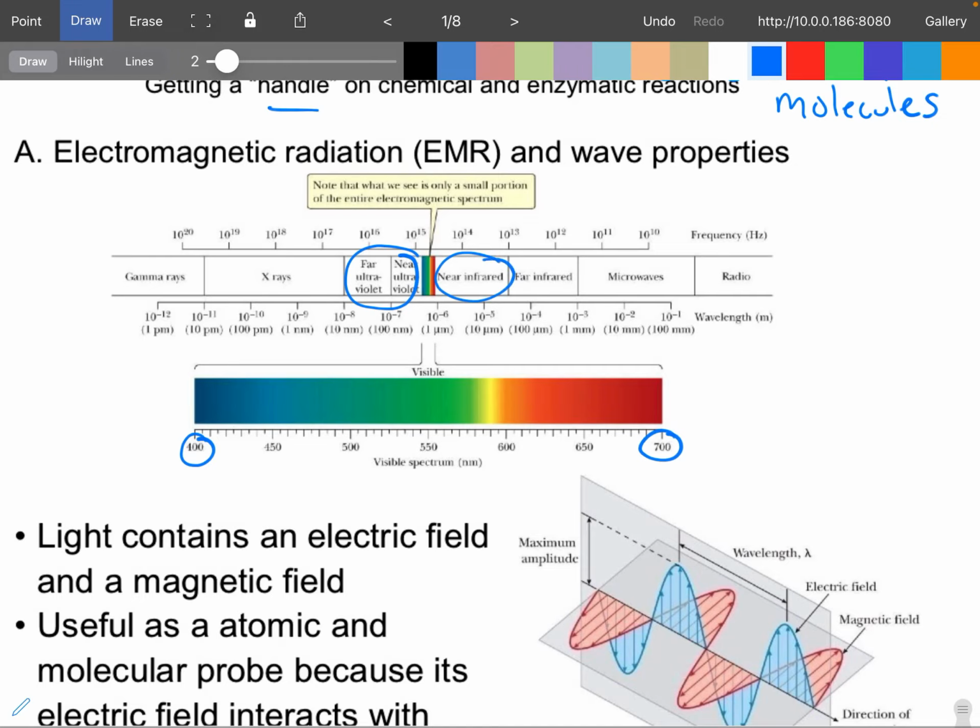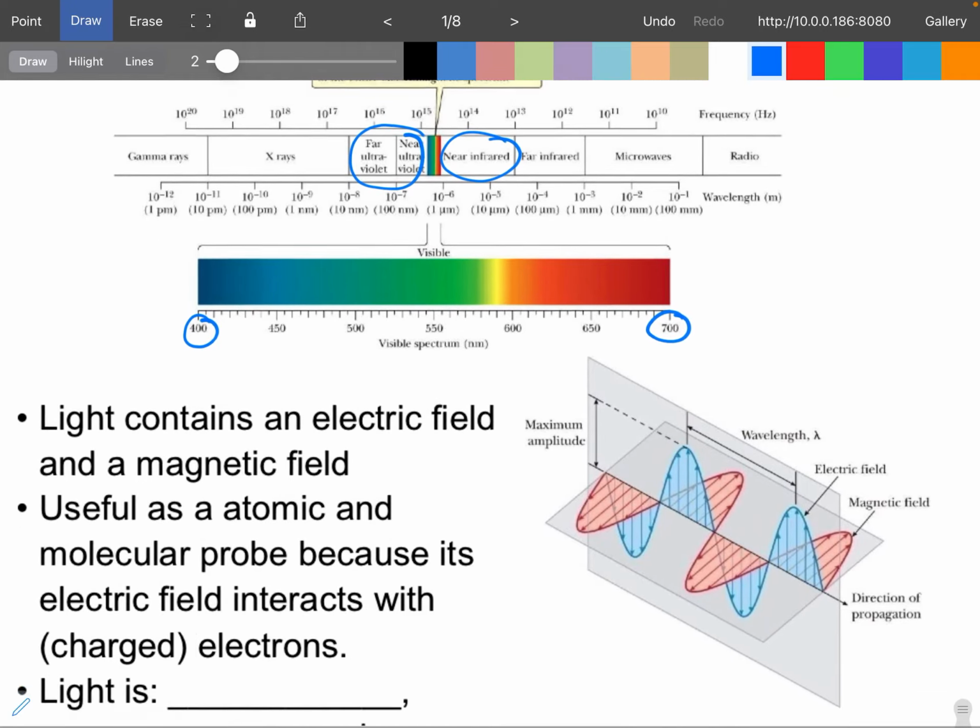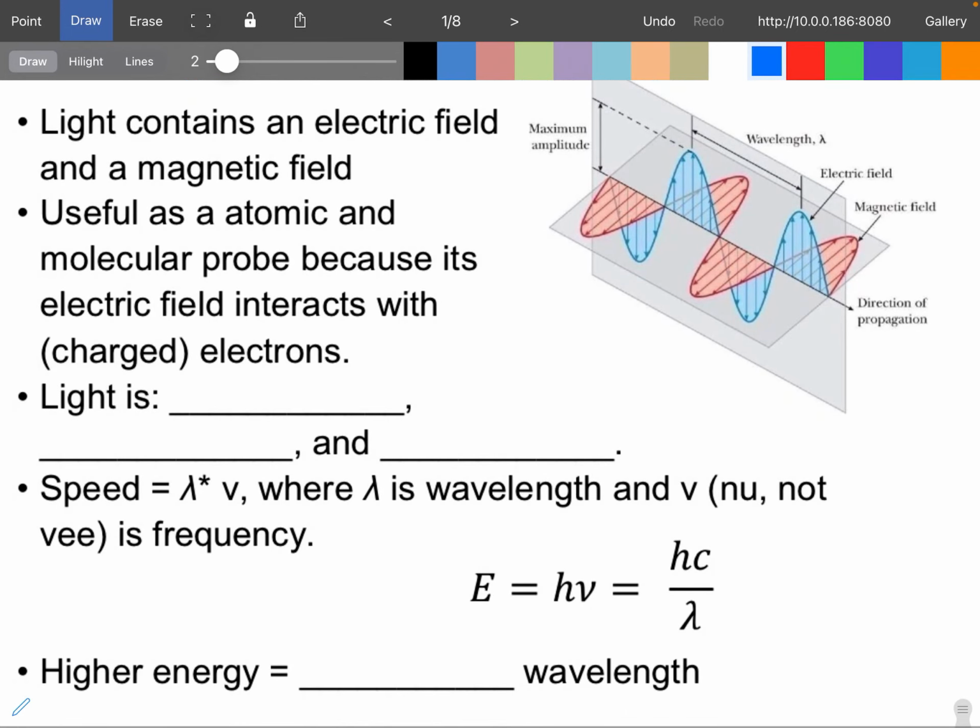So light contains both an electric and magnetic field, and they sort of occur at 90 degrees from each other, as shown here. And the electric field can interact with electrons, and so that's useful to us because the molecules that we study certainly have electrons.